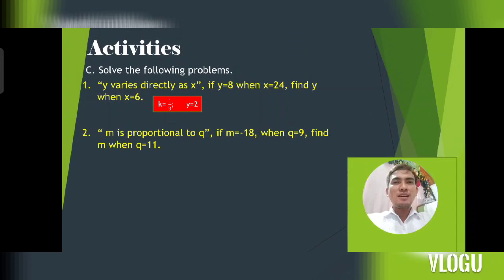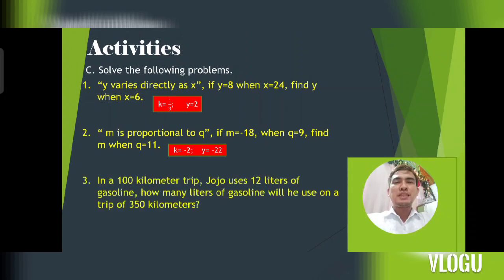Okay, let's check our answers. So the value of our k is negative 2 and y is equal to negative 22. That's correct. Let's proceed to problem number 3. In a 100-kilometer trip, Jojo uses 12 liters of gasoline. How many liters of gasoline will he use on a trip of 350 kilometers?